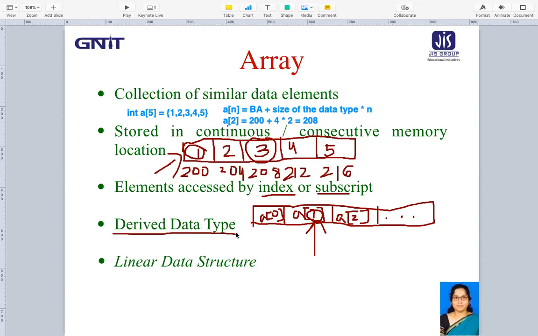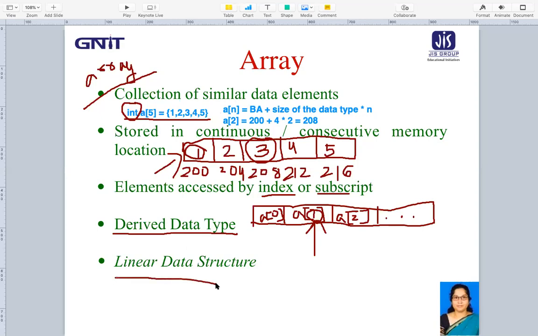The fourth important point is that it is a derived data type. Now, why is it a derived data type? Because if we look at this example, int a[5], there is nothing called array data type in any programming language. To define an array, we have to make use of the primitive data types, which are int, float, char, boolean, and so on. Whenever some data type is made out of the primitive data types, we call that type of data types derived data type. Therefore, array is a derived data type.